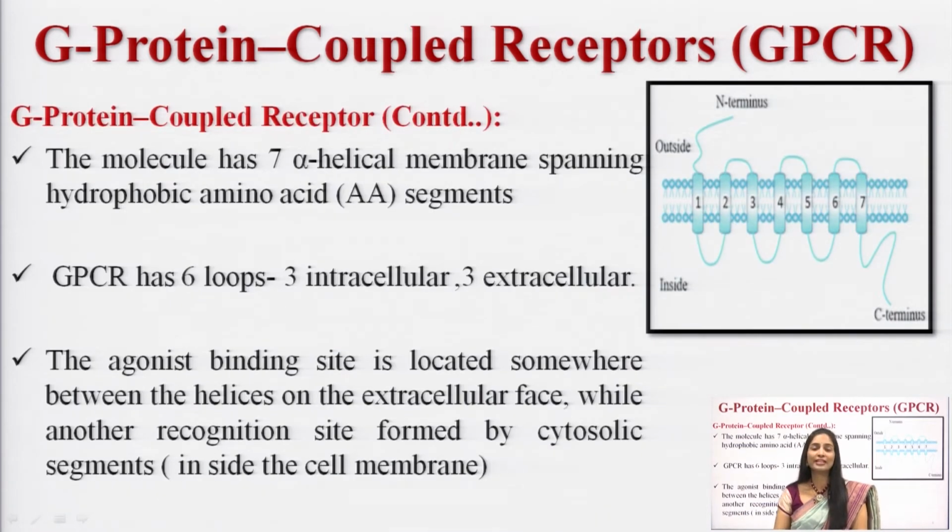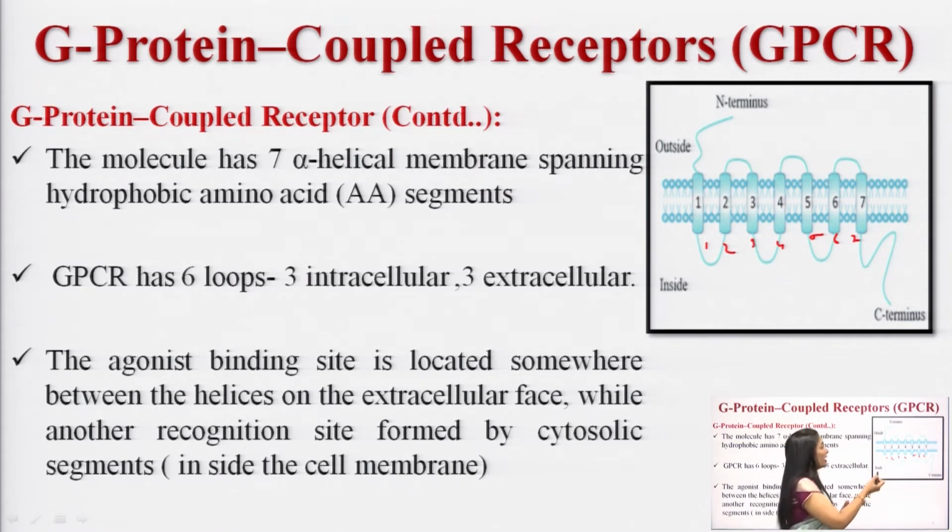And next we will discuss in detail the G protein coupled receptor. So, what is a G protein coupled receptor? A G protein coupled receptor is a 7 transmembrane spanning hydrophobic amino acid segment. So, see here 1, 2, 3, 4, 5, 6, 7. It has 7 transmembrane helices in its structure.